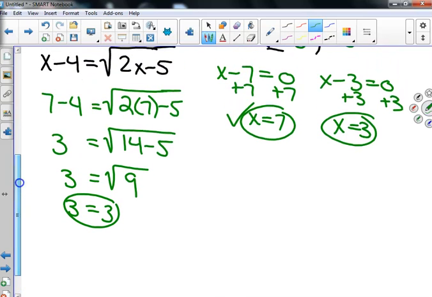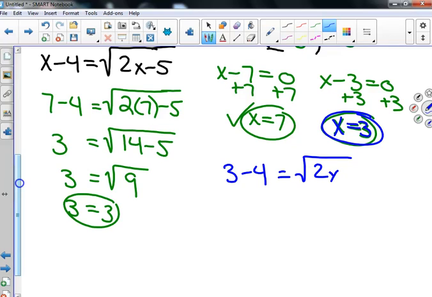The next one would be our 3. Do that one in blue. So it would be 3 minus 4 equals the square root of 2x, oh, x should be 3, times 3 minus 5. Right off the bat, when I do the left side, I get negative 1, and I know that when I square root something, I will not get a negative answer. It could be complex, but it will never be negative.